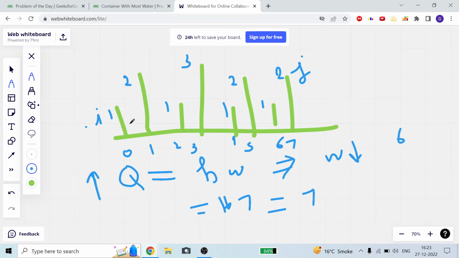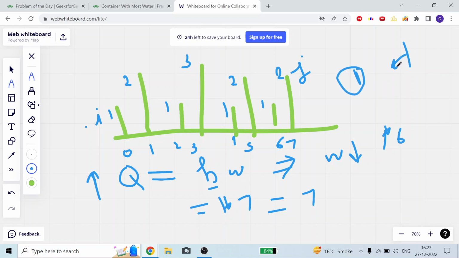That means 6, and the minimum height will be 1 and 1, because we already have its minimum height. So if j is as big as possible, the minimum height can be up to this. Why? Because i is this, j is this. Now because we are taking height as the minimum, the minimum is this.